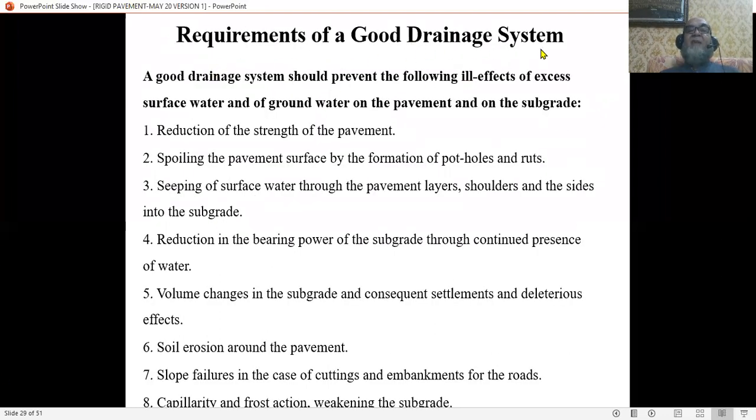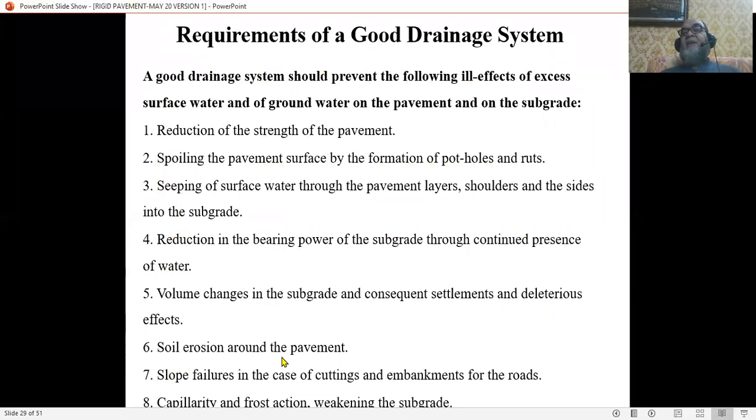So what is the requirement of a good drainage system? Without it, there is reduction of strength, spoiling the pavement by formation of potholes. If you have good surface drainage, this will not happen. There is also seepage of water through pavement layers, shoulders, and slides into the subgrade, reduction in the bearing power of the subgrade, volume changes in the subgrade, consequent settlement, and soil erosion around the pavement.